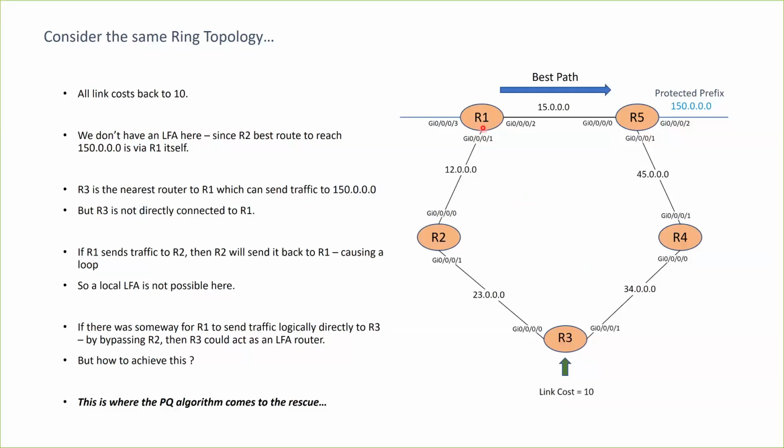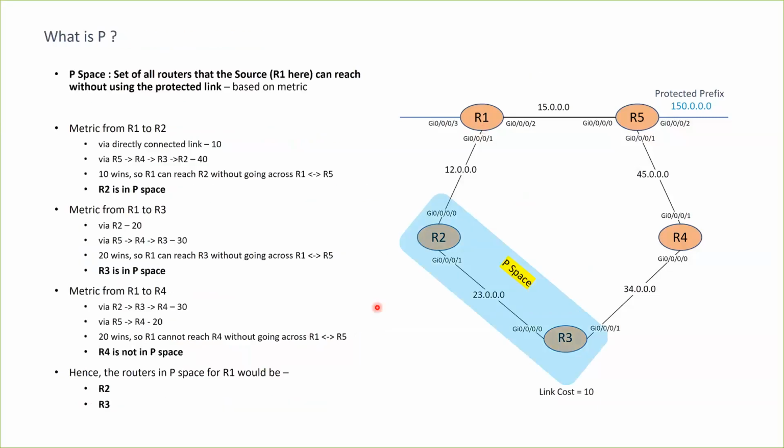So coming back here, if R1 can somehow send traffic to R3, then R3 will send it on. There won't be a loop, right? So now, how do we send traffic to R3? First of all, how does the router figure out that R3 is the one I need to somehow send traffic to? For that, you use the PQ algorithm. Again, let us see what the P space is. Concentrate on PQ, because the rest of the session is based on PQ, and any FRR that you see is based on PQ.